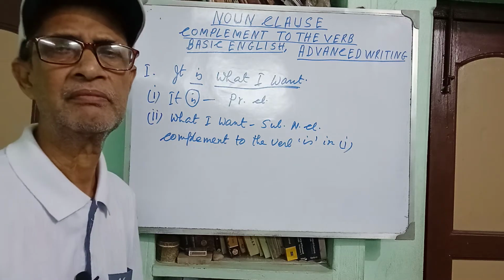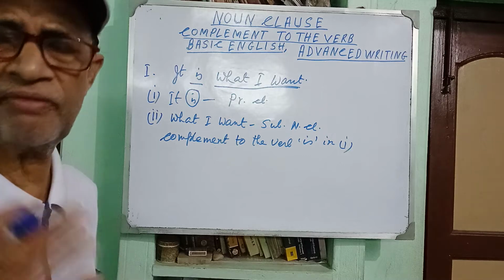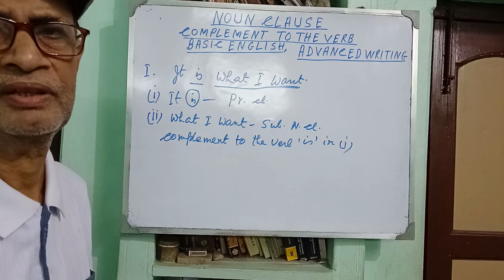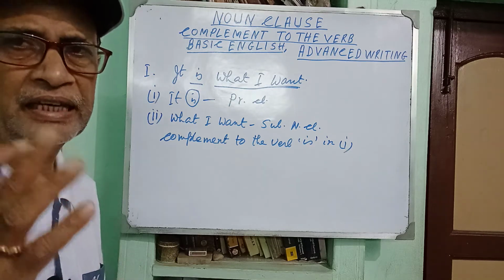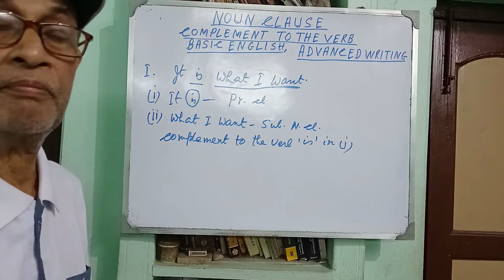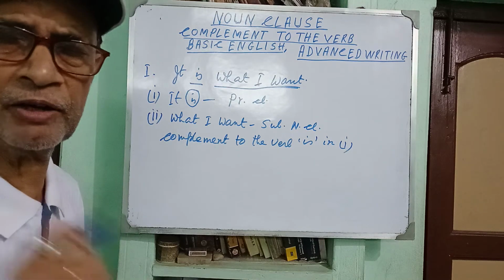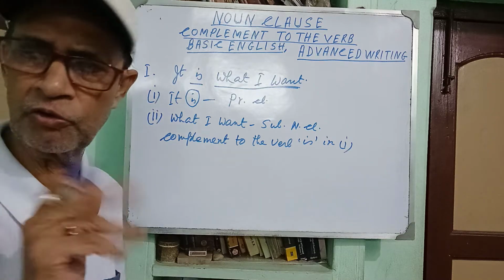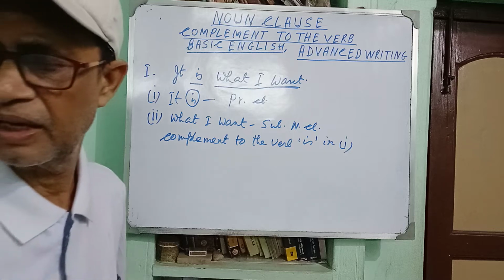For example, Ram is a boy. Is is a verb and boy is a noun. It is a single word and is being completed by boy. But when a clause completes the meaning of the principal clause, it is a noun clause. Obviously, noun clause. Now let us take another example.